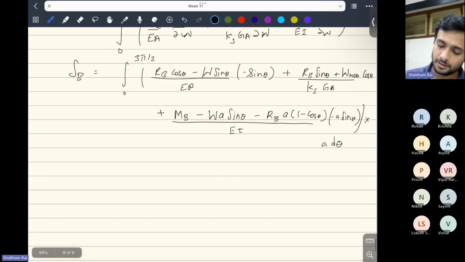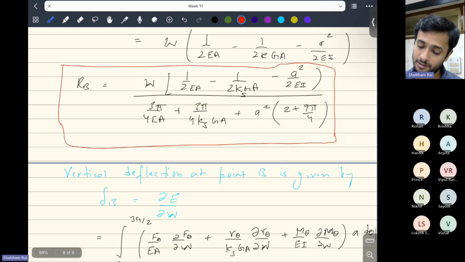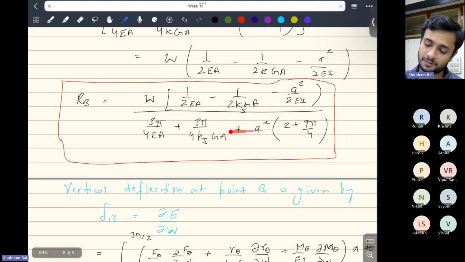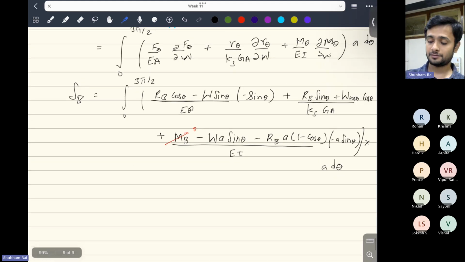Now, if you solve this, firstly you have to put M equal to 0, because MB is 0. There's no moment acting at B, and you have the expression for RB as well. Now, you can further simplify this expression, and then you can integrate with respect to theta. You only have to integrate with respect to theta here. Theta is the only variable here.